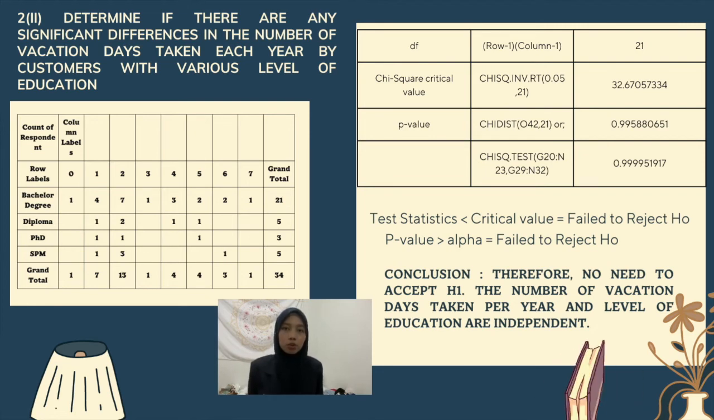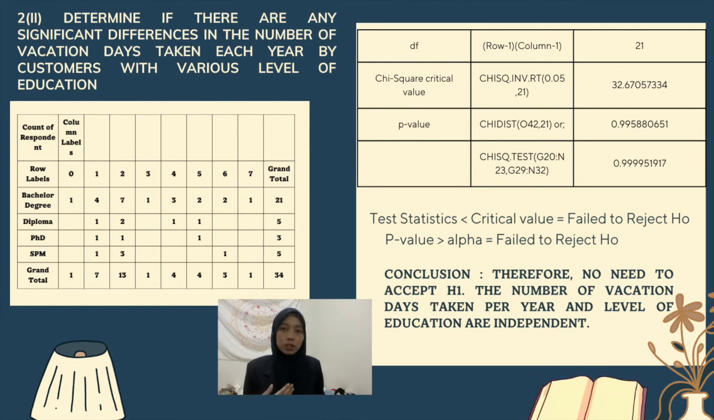Next, we have to do pivot table, in which the row is the levels of education, column is vacation days taken per year, and the values is count of respondent, and you will get the pivot table as shown in this slide. Next step is you have to copy pivot table and paste the value to create a table for observed value, which is F0. Another step is to calculate estimate value, FE. Copy and paste again table from F0 to create FE.